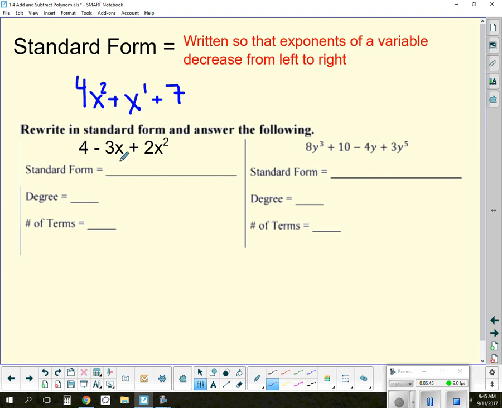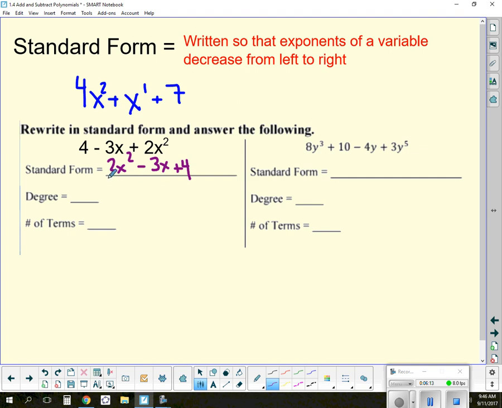Okay, standard form, the highest exponent is a 2, so I'm going to write the term with that down first. I always keep the sign in front with that. So plus 2x is positive 2x squared. The next one would be the 3x, but I need it signed, so I write minus 3x. And then lastly, I have no variable, no exponent, so plus 4.